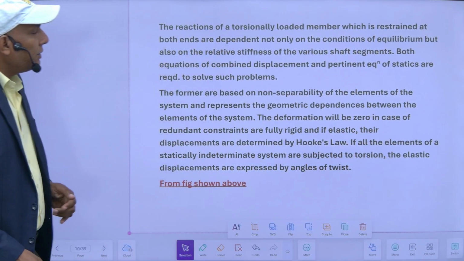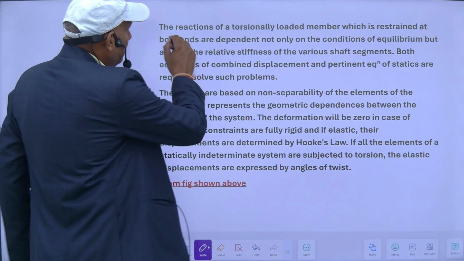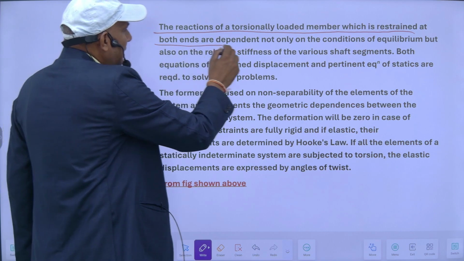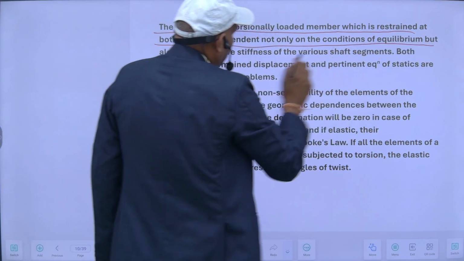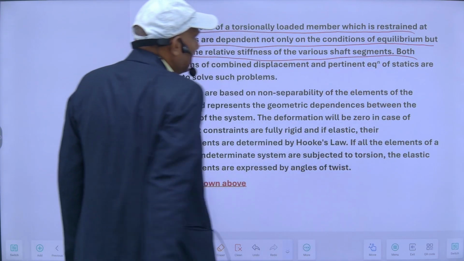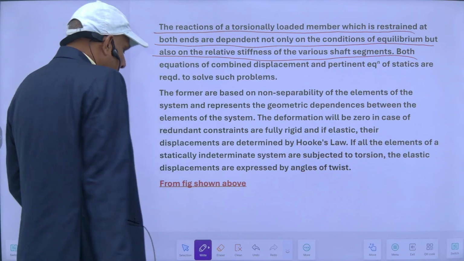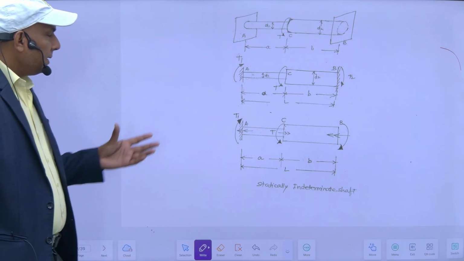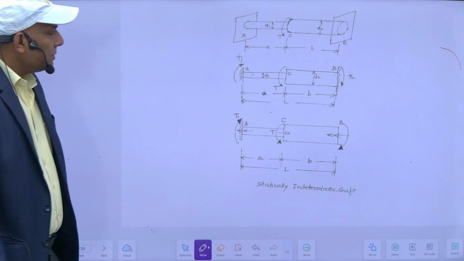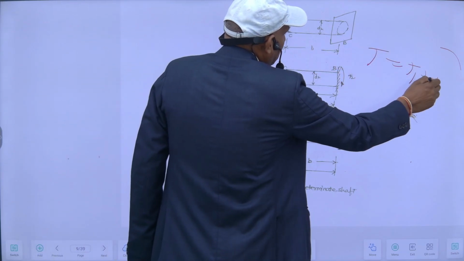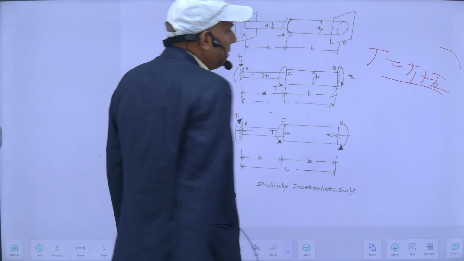The reactions of a torsionally loaded member which is restrained at both the ends are dependent not only upon the condition of equilibrium but also on the relative stiffness of the various shaft segments. So, as this was the case, its analysis does not depend only on the static equilibrium. T is equal to T1 plus T2. This equation alone will not serve our purpose.